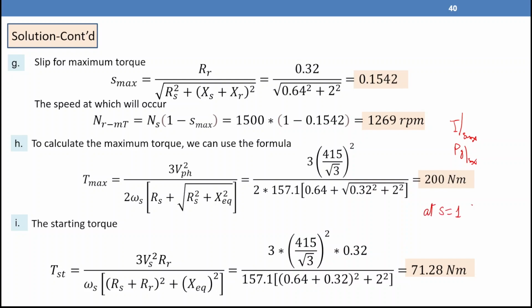So you calculate I starting, and once you have I starting, you calculate B gap at starting. Then you calculate torque equals B gap over omega S. That gives you the same value.